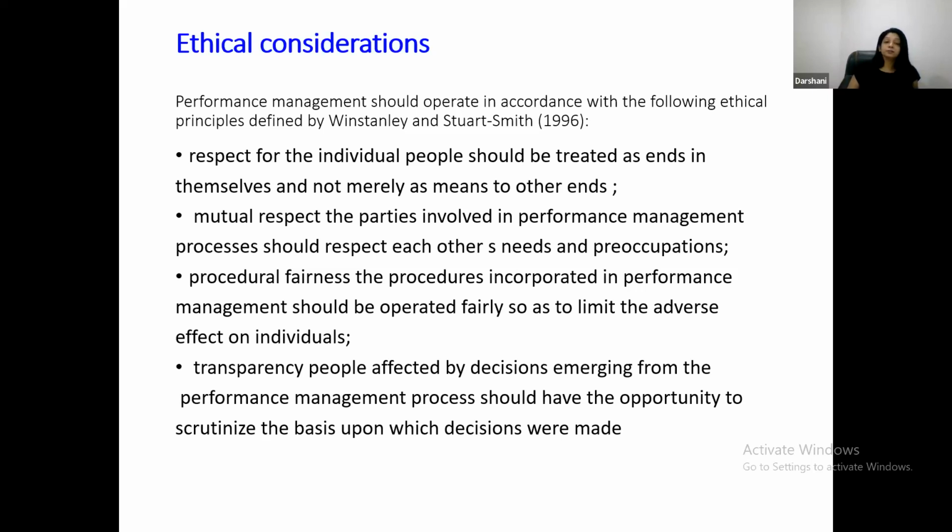The other one is what? Transparency. People affected by decisions emerging from the performance management process should have the opportunity to scrutinize the basis upon which decisions were made. So whatever decision you are going to make, it should be very transparent.